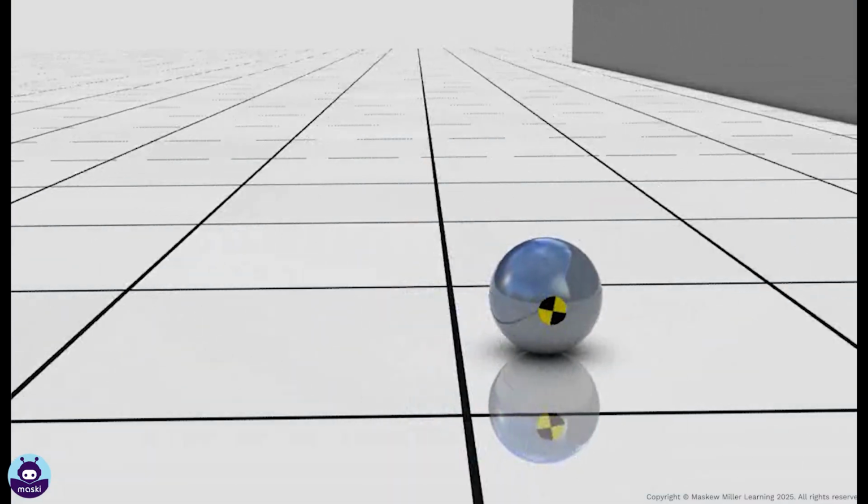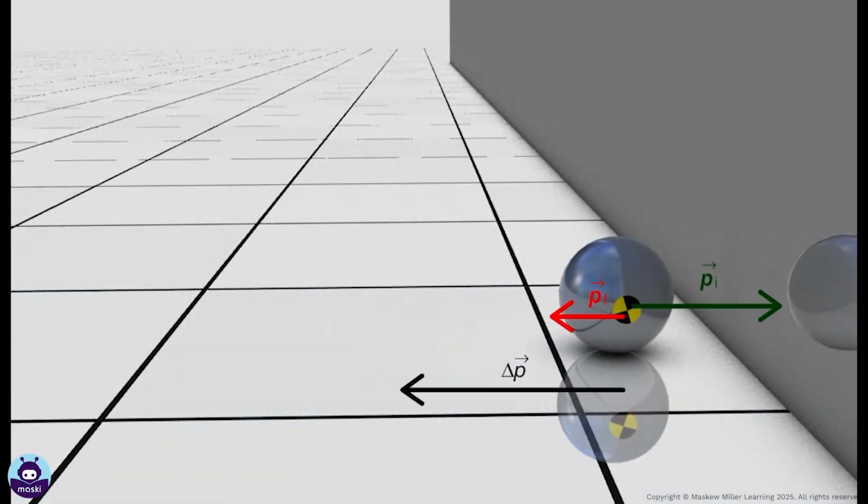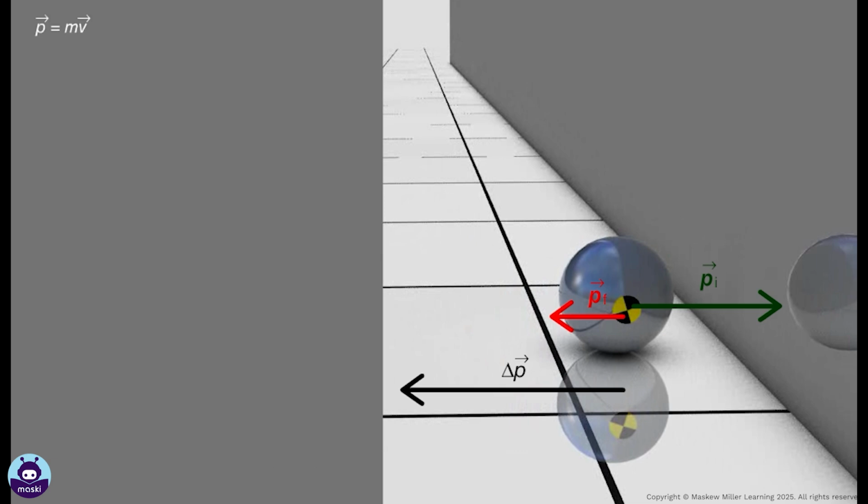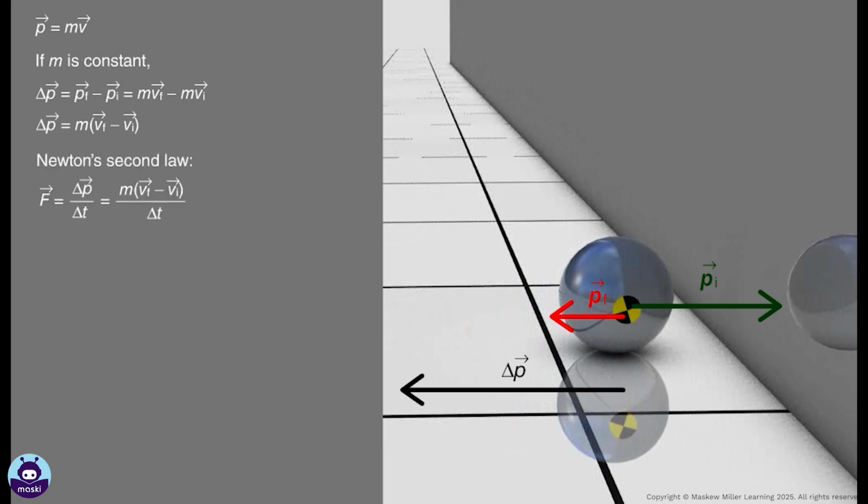We know that the momentum of an object is the product of the object's mass and velocity, vector p equals m times vector v. If the mass of the object is constant, vector delta p equals vector pf minus vector pi, which equals m times vector vf minus m times vector vi. This can be written as delta p equals m times (vector vf minus vector vi). Newton's second law then becomes vector F equals vector delta p over delta t, which equals m times (vector vf minus vector vi) over delta t.